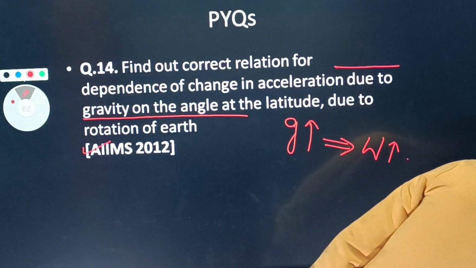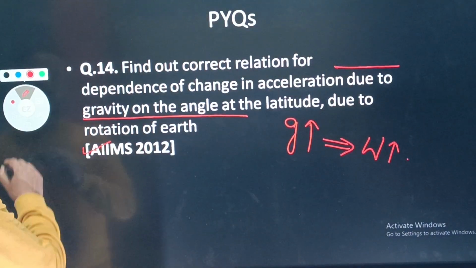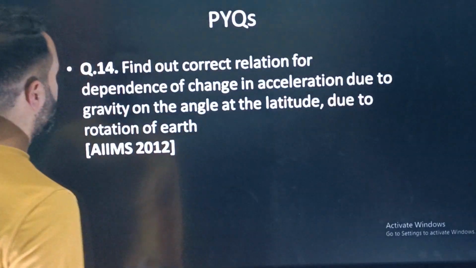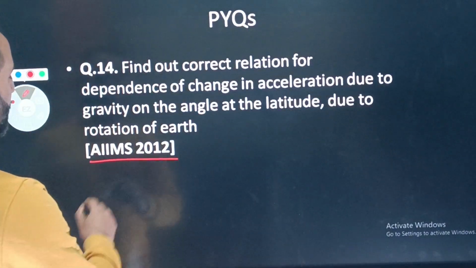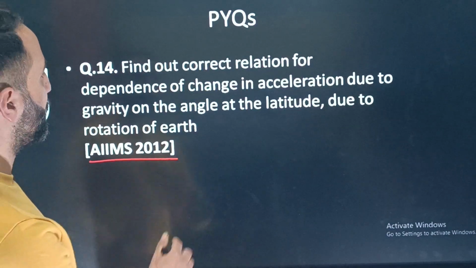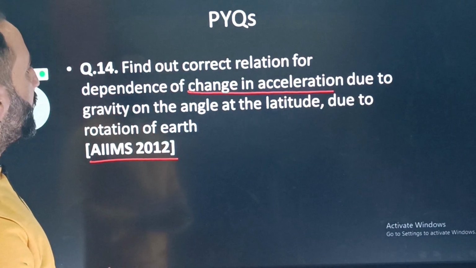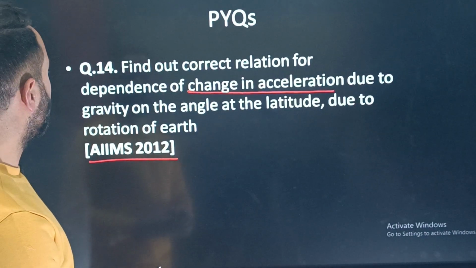This question was asked in AMS 2014. Next question, see. The next question was asked in AMS 2012. Find out the correct relation for the dependence of change in acceleration due to gravity on the angle at the latitude due to the rotation of Earth.